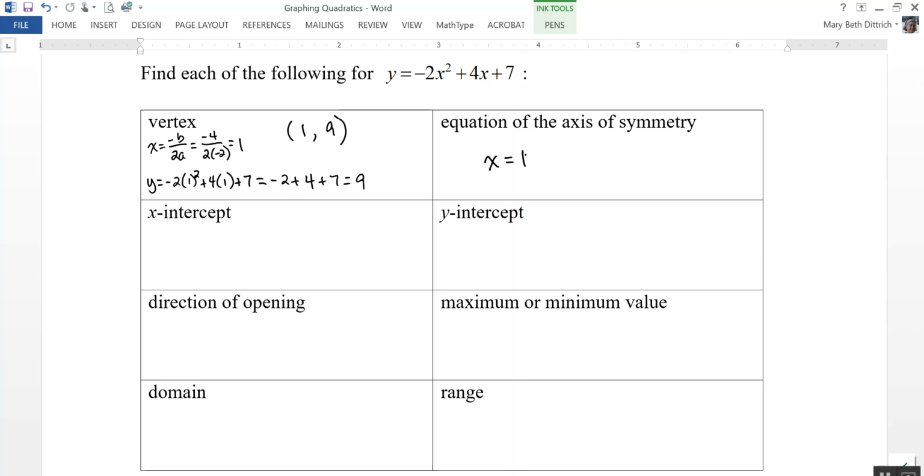The x-intercepts, I'm going to come back to that in just a minute because that's a little more complicated. The y-intercept is the value of c, so my y-intercept is going to be the point 0, 7. Direction of opening, since a is equal to negative 2, my parabola, my quadratic function, is going to open downward.